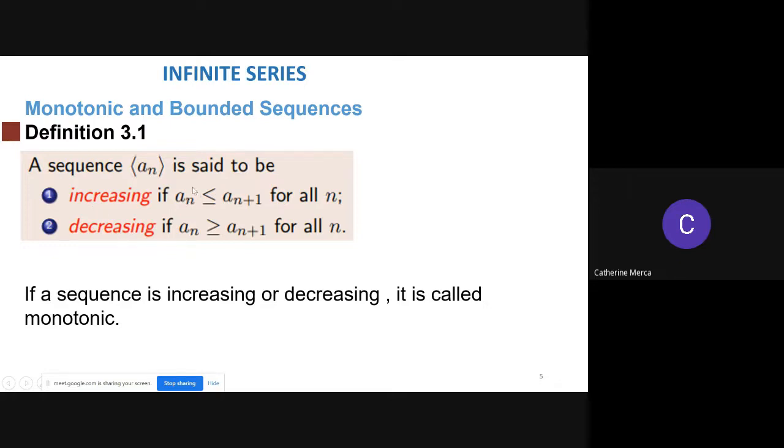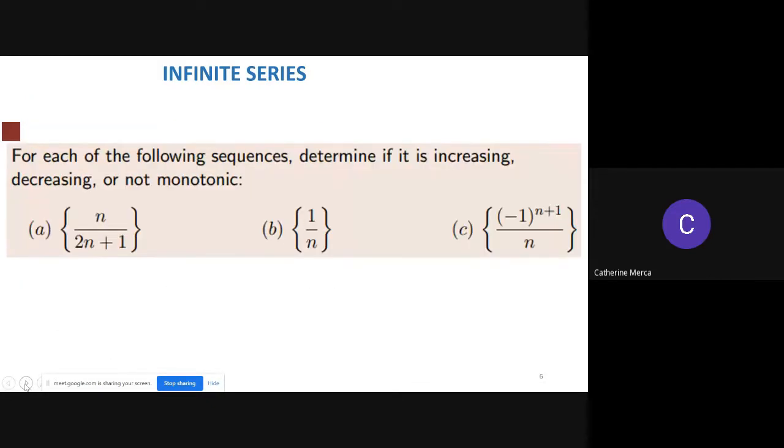So, yun ang ibig sabihin ng increasing. Ang increasing, yung prior term, yung previous term, mas maliit kaysa sa next term. Whereas decreasing, pag mas malaki yung prior term compared to the next term. Diba? Kasi ordered man yung list. Now, if a sequence is increasing or decreasing, then we call it monotonic. Otherwise, if it's not increasing nor decreasing, then it is not monotonic. So, yun ang ibig sabihin ng monotonic sequence.